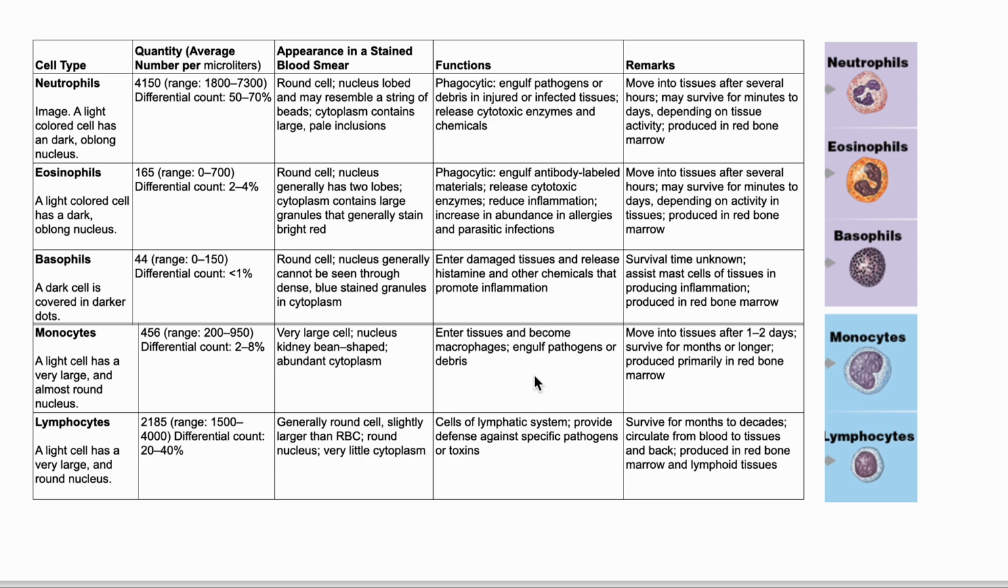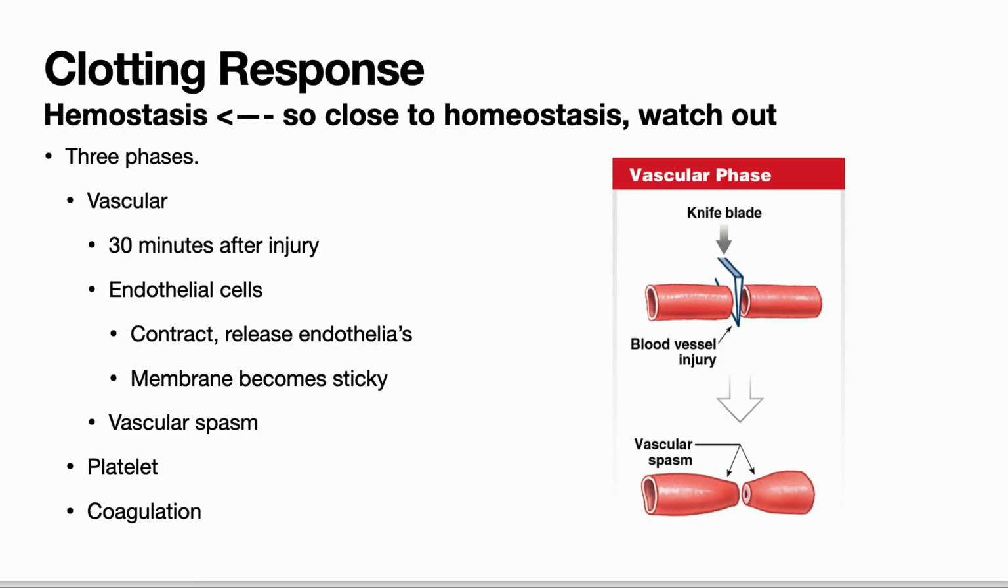Monocytes, of course, are going to be really important in phagocytosing pathogens and other debris. And then, of course, our lymphocytes are going to help provide defense against specific pathogens or toxins. So they are going to be targeting something that is present in our system, and we want to go after that particular pathogen. So a good chart to spend a little time with.